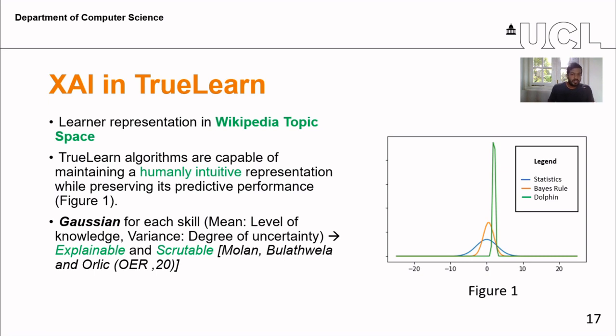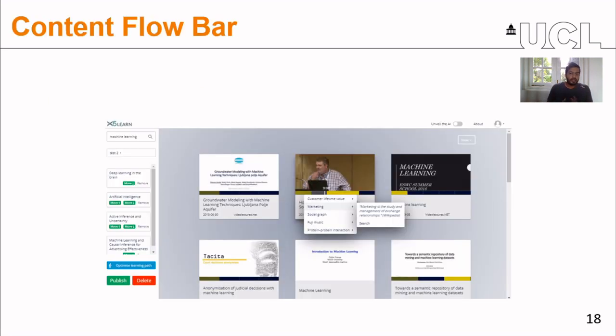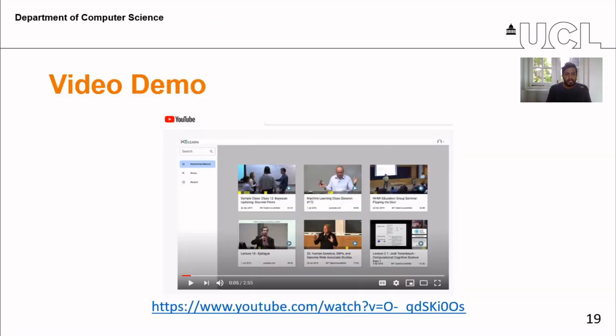So from the TrueLearn model, now we are moving more towards the front end, or the user facing side of things. Here I'm going to briefly discuss this intelligent user interface component that we have created, which is called a content flow bar. And here I have a video demo.